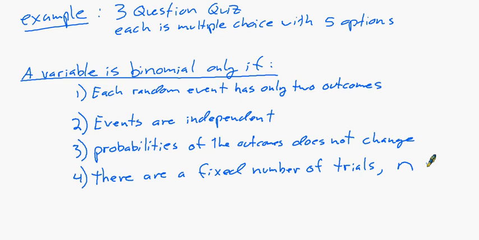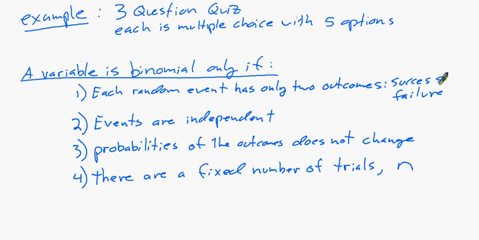A variable is binomial only if these 4 things are met. Each random event has only 2 outcomes. All right, let's check our quiz here. So we have 5 options, right? That's not what we're talking about, though, right? Our outcomes are success and failure. You either get the question right or you get it wrong.